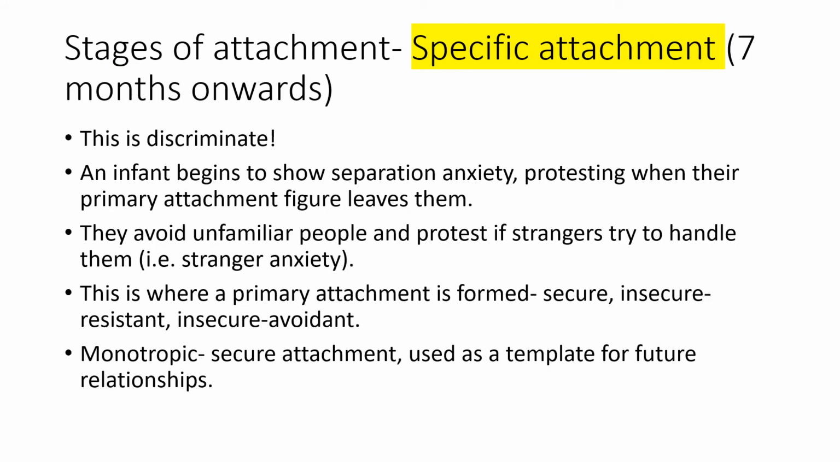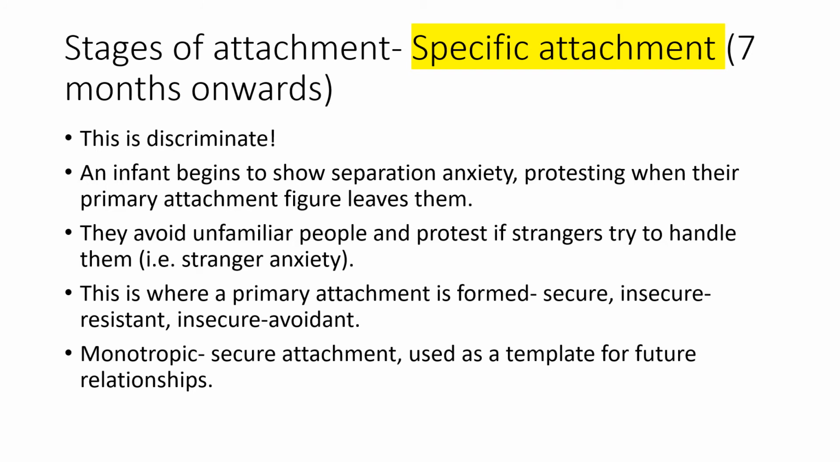The third stage of attachment is specific attachment. So this happens from 7 months onwards, and this is discriminate in the sense that it's not the same to all adults. An infant begins to show separation anxiety, protesting when their primary attachment figure leaves them. That's an example of the sort of behaviour you would see with separation anxiety. They avoid unfamiliar people and protest if strangers try to handle them. Those are examples of stranger anxiety. And this is where a primary attachment is formed.